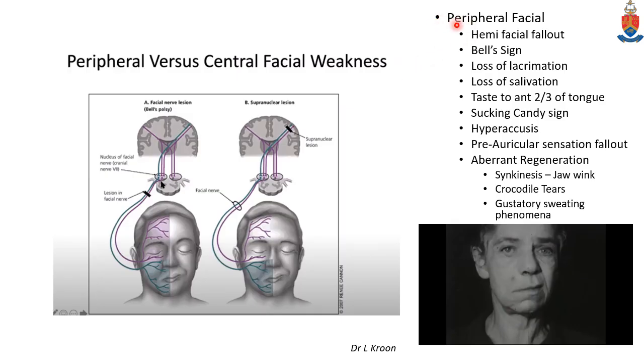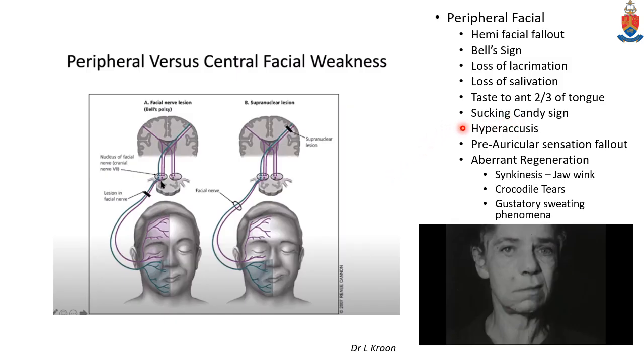So looking at some of the other clinical features that we find for a peripheral or lower motor neuron facial fallout, I've already mentioned the hemifacial fallout. We also get something that is called Bell's sign. I will show you now in this video clip what that represents. And then there's also a loss of lacrimation and salivation because of a loss of those visceral motor fibers that I just mentioned. And then there's also a loss of taste through the anterior two-thirds of the tongue because that nerve, the chorda tympani nerve, has lost its special sensory function, and then that creates a phenomenon called the sucking candy sign, which I will show you now a picture about.